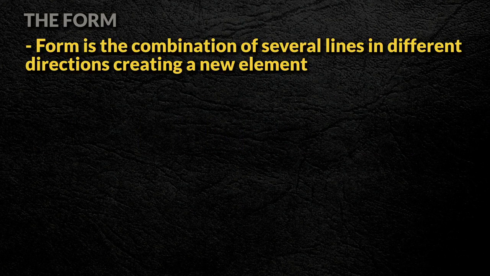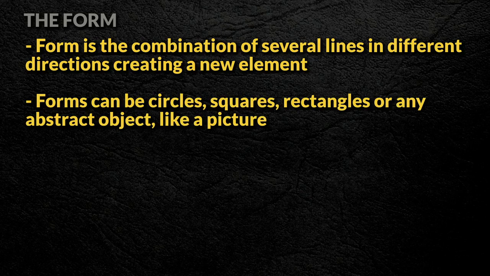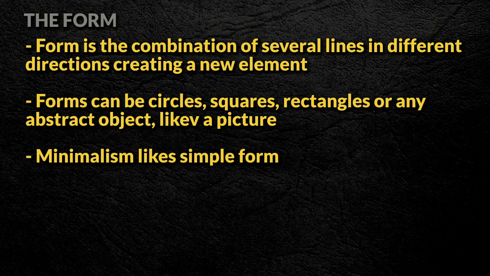Form is the second most used element in design. Any form is nothing more than several lines combined in different directions and with specific sizes that create a new element. These can be circles, squares, rectangles, or any abstract objects. Minimalist design quite often uses simple forms such as circles and squares in their design.